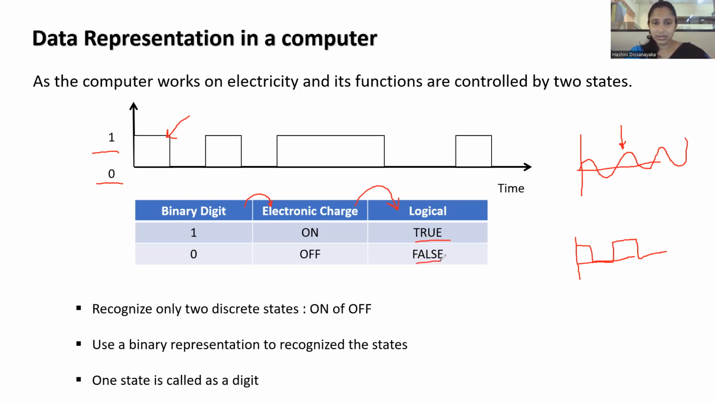That means there is no power, right? These recognize only two discrete states, meaning on and off. Binary representation is used to recognize the states, and one state is called a digit, right?